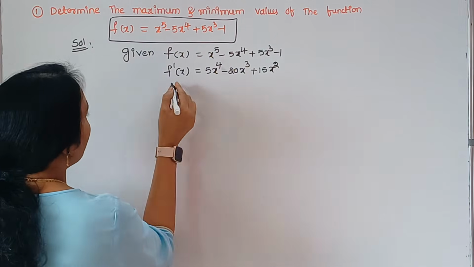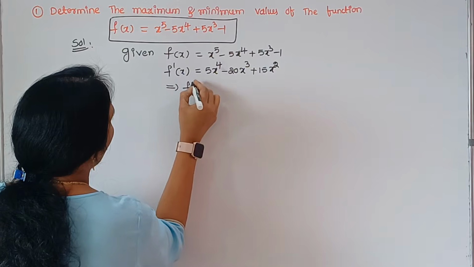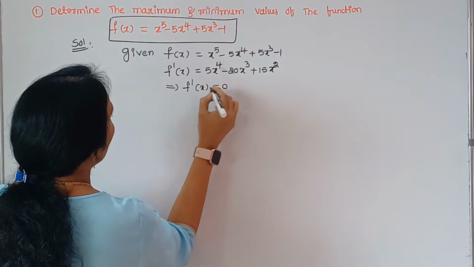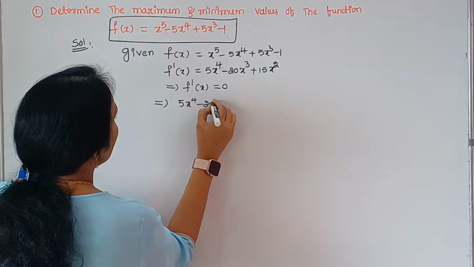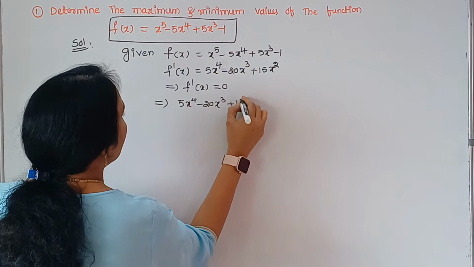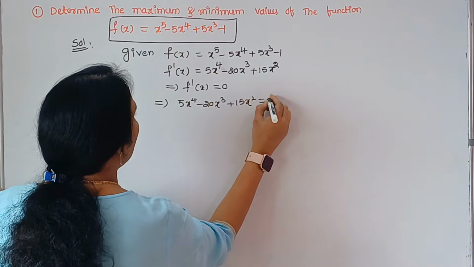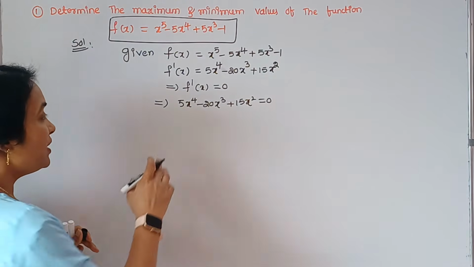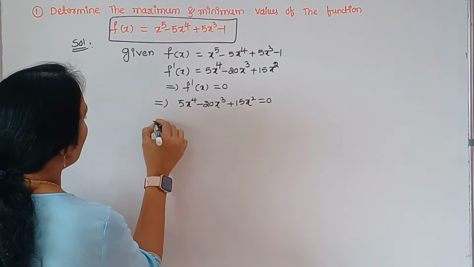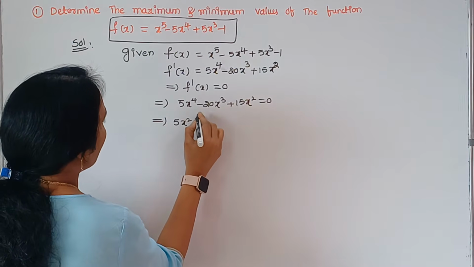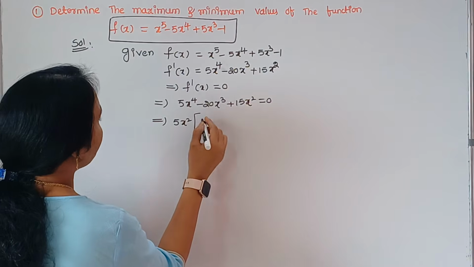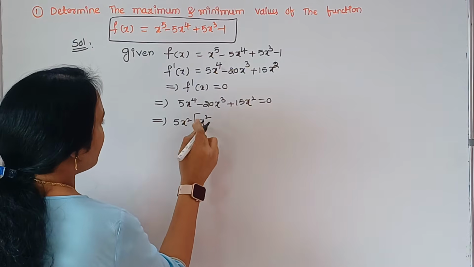Nice. Then after that, what we have to do is equate f dash of x to 0, which means 5x power 4 minus 20x cube plus 15x square equals 0. What is the common term from all these? Shall I take x square? 5x square is common. Then what is the remaining? x square is remaining.